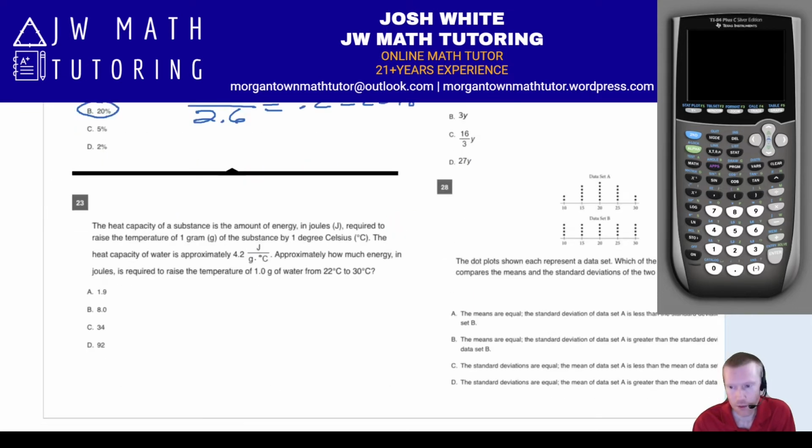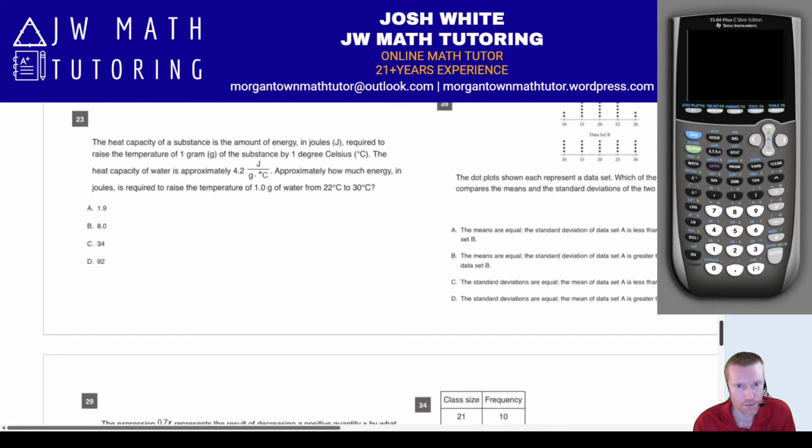Now, below that, we have the next problem, number 23. In this problem, you're told the heat capacity of water is this amount, and they want to know how much energy is required to raise the temperature of 1 gram of water from 22 to 30 degrees. So the heat capacity is the amount it takes to raise 1 gram by 1 degree. Okay, and then they tell us what the actual heat capacity is. So now, instead of raising it by 1 degree, we want to raise it by 8 degrees.